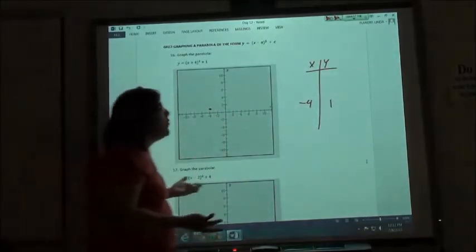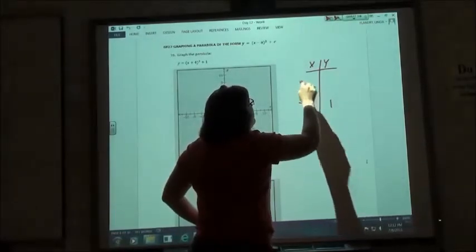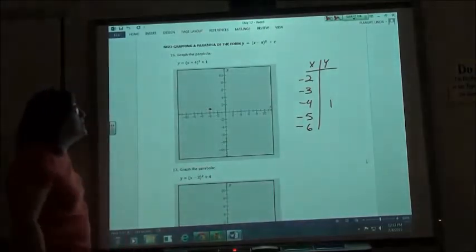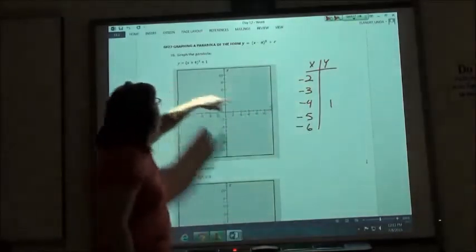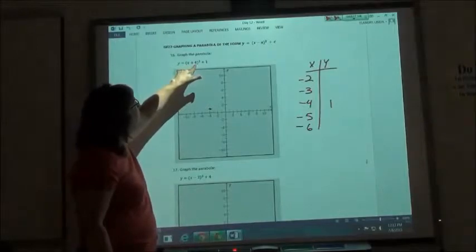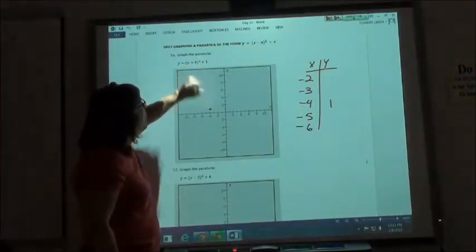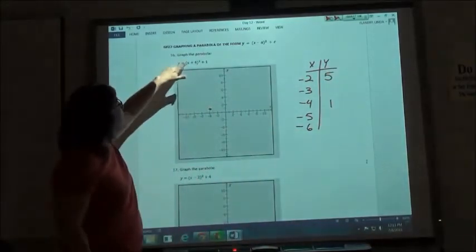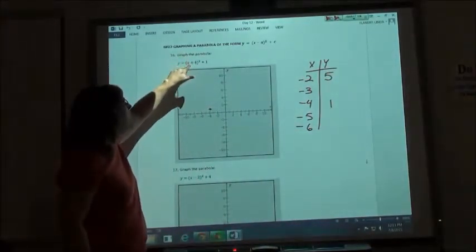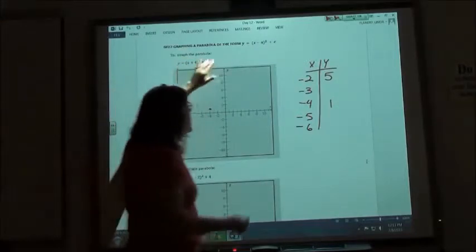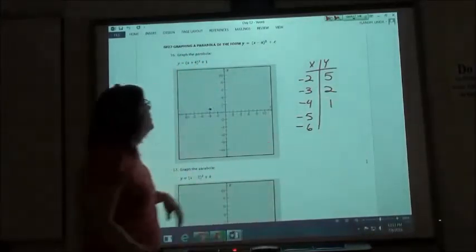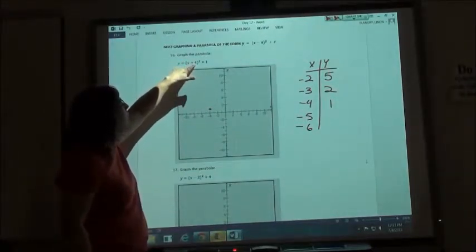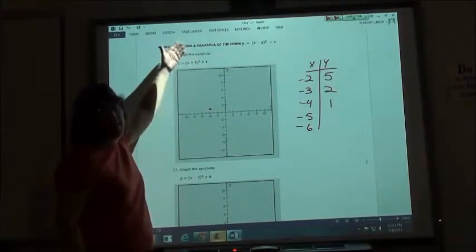They're going to make you do 2 points on each side, so negative 3, negative 2, negative 5, and negative 6, and plug those numbers in and solve. So if I put the negative 2 in there, negative 2 plus 4 is a positive 2, 2 squared is 4, 4 plus 1 is 5. If I put my negative 3 in there, negative 3 plus 4 is 1, 1 squared is 1, 1 plus 1 is 2. When I put my negative 5 in there, negative 5 plus 4 is negative 1, but a negative 1 squared makes it positive 1.